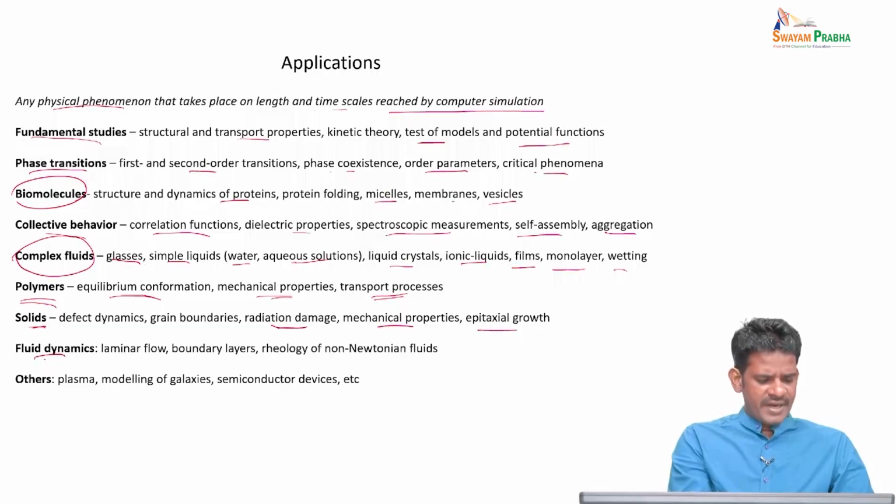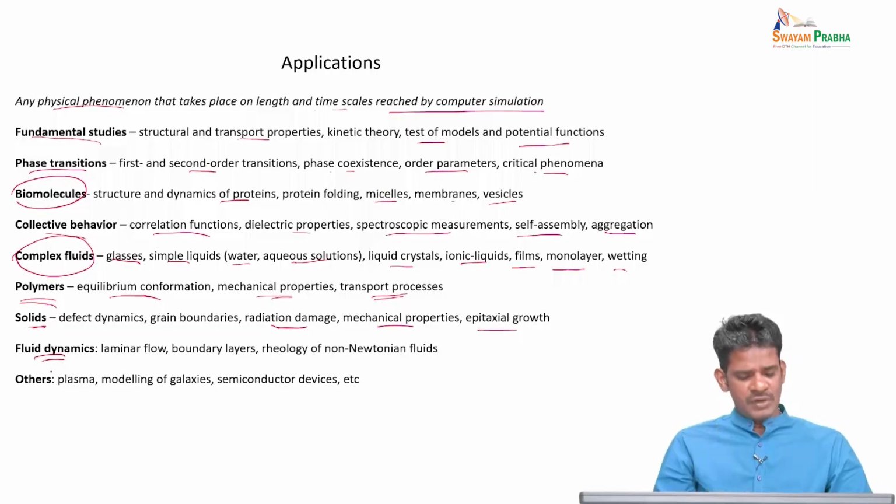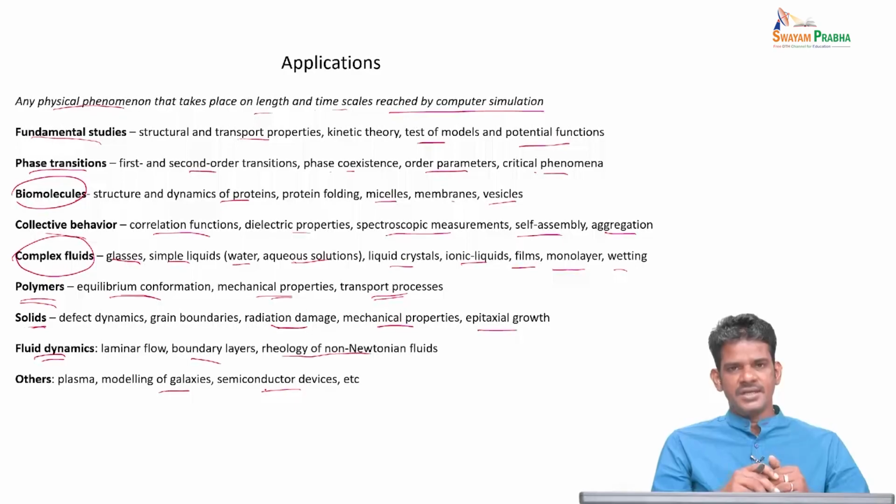There are also some fluid mechanics problems done at a very small scale, looking at laminar flow, the formation of boundary layers, and then rheology of non-Newtonian fluids also have been studied. So these are all the problems that happen within a small length scale and time scale. But then there are also other systems like plasma and modeling of galaxies and semiconductor devices. These have also been studied using molecular dynamic simulations by making certain coarse grain approaches.